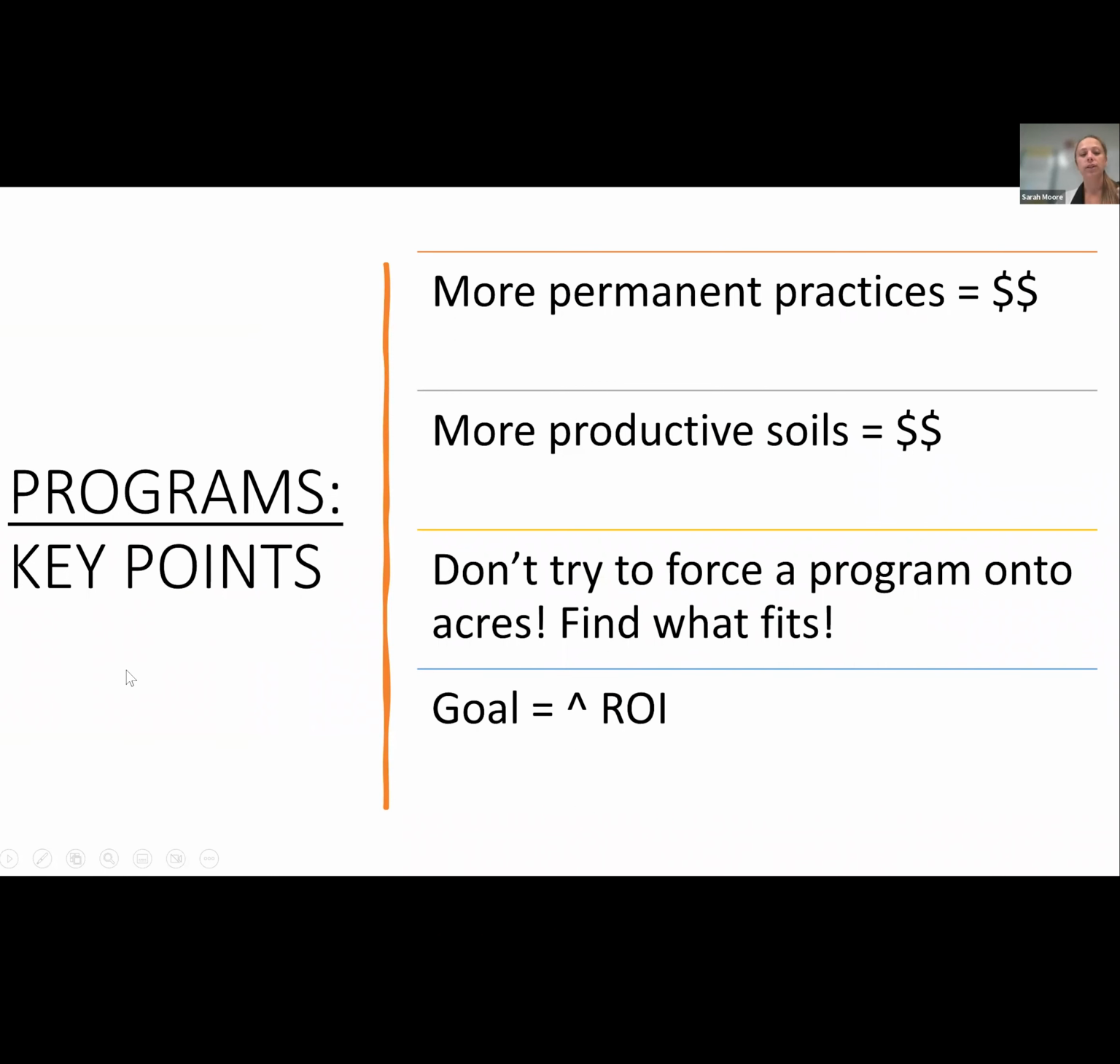So when we're considering a program, there are a couple of things to think about. One is that more permanent practices are going to pay more money, and more productive soils are also going to pay more money. But we don't want to try and force a program onto the acres. We need to find what fits not only for the soil types and the environment there, but also for the management practices and operation goals of that farmer and grower.